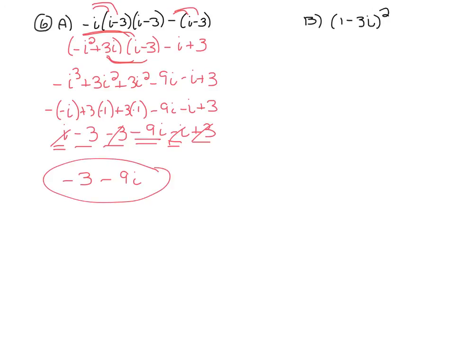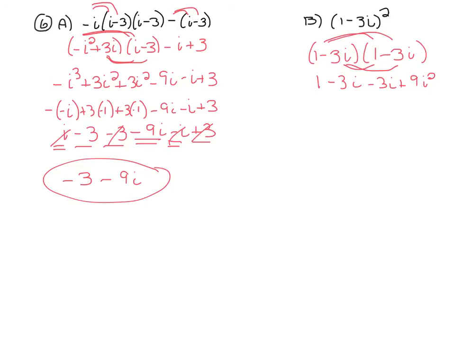Okay, now part B, all they want us to do is just take it and square it. So if something's squared, it means we have two of them. So I'm going to take the 1 minus 3i and write it twice. This one's actually a little faster. So when we double distribute, 1 times 1 is 1. 1 times negative 3i is negative 3i. Negative 3i times 1 is negative 3i. And negative 3i times negative 3i would be positive 9i squared.